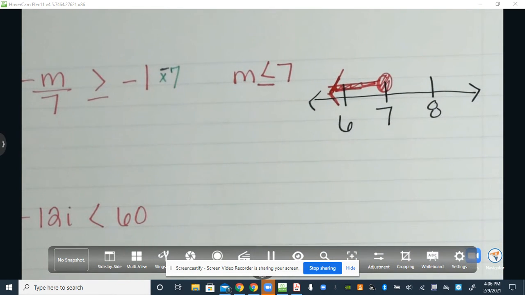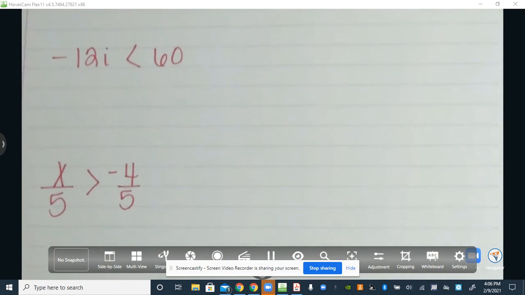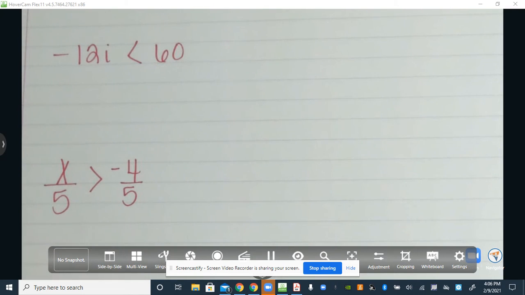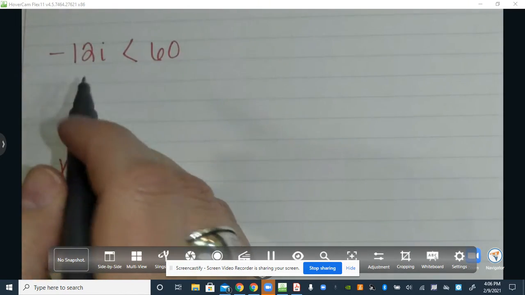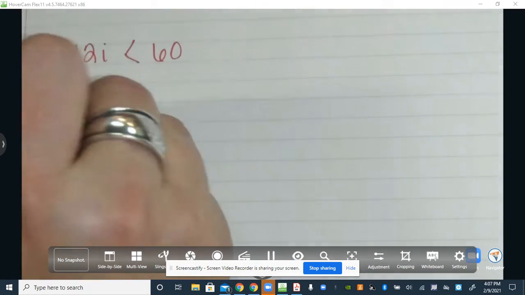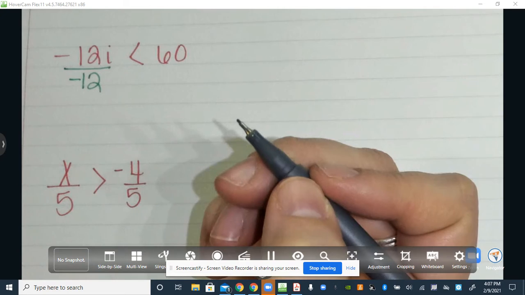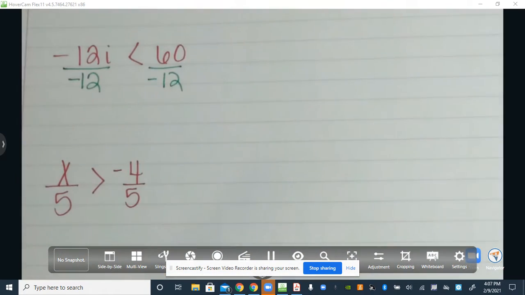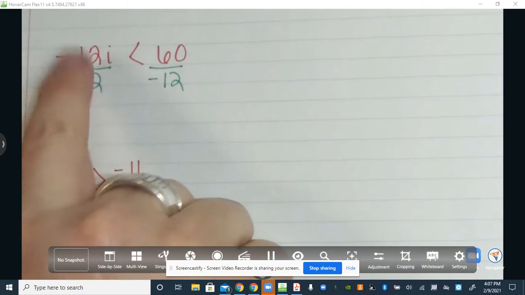Okay. All right, let's move to our next one. We have 12i is less than 60. So if I'm looking at this, the i is my variable, so I need to get it by itself. So I need to get rid of this 12 and this negative, so I divide the whole thing by negative 12. If I divide that side by negative 12, I divide this side by negative 12. Then this cancels out, leaving me only with i on the left side.